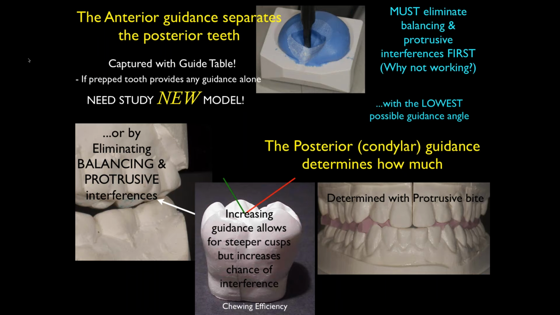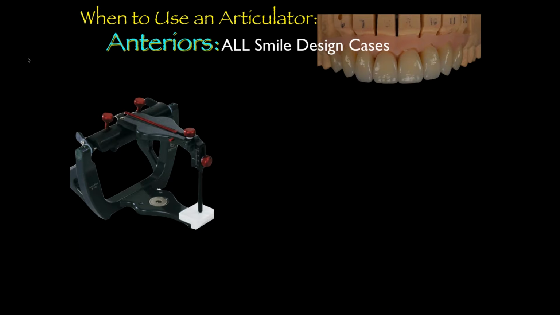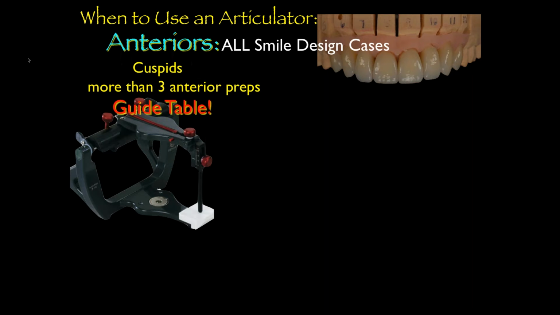Okay, so basically, I think you guys already know this. All smile design cases, you have to use an articulator, because you've got to have control over the horizontal axis, you've got to have control over the vertical axis, and it cannot be arbitrary or guesswork. Anytime we're doing cuspids, now we're talking about guidance, not perception. More than 3 anterior preps or doing cuspids, we need a guide table generally in this kind of situation. We have to have an articulator for that.